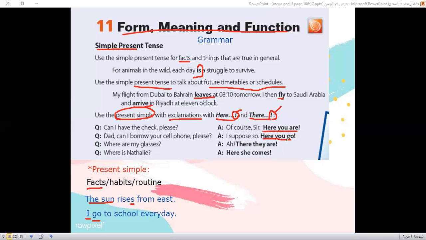Here you go. Can you see? I write verb 1 as it is. This is in the present simple. Don't forget the exclamation mark. Where are my glasses? There they are. It means those are the glasses. Where is Nathalie? Here she comes. As you can see, it's in the present simple. Okay? Clear?